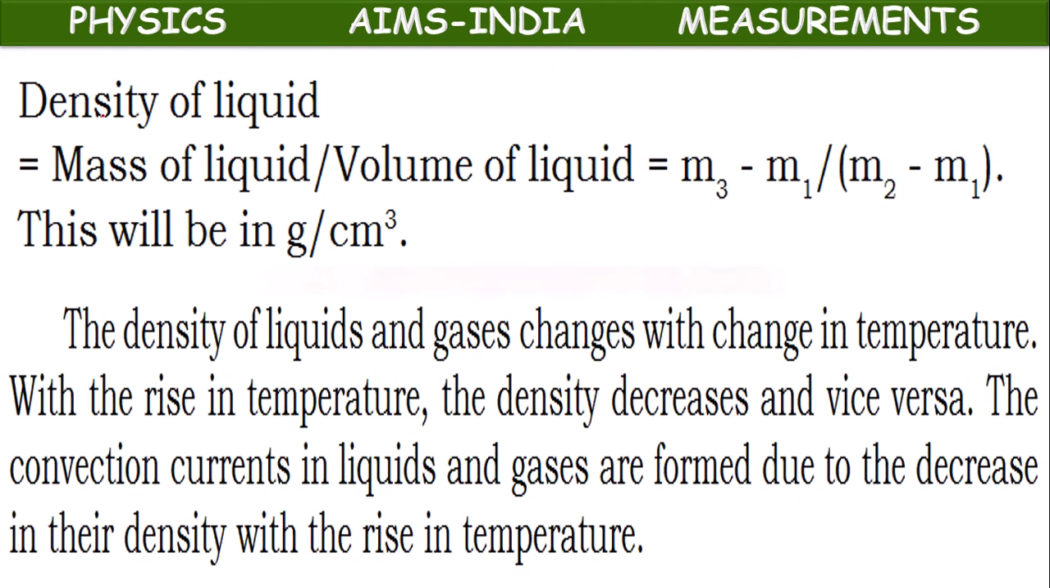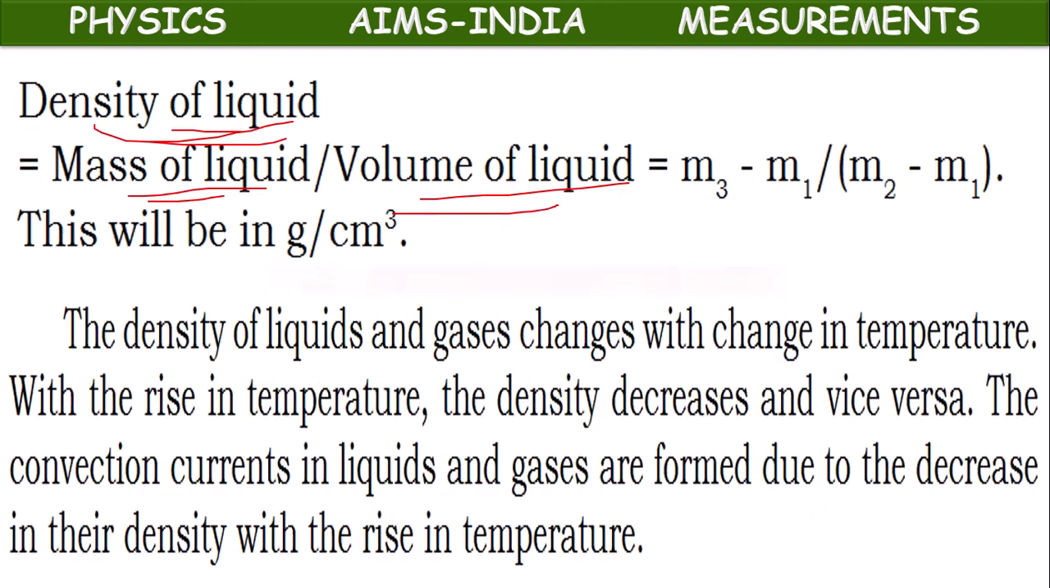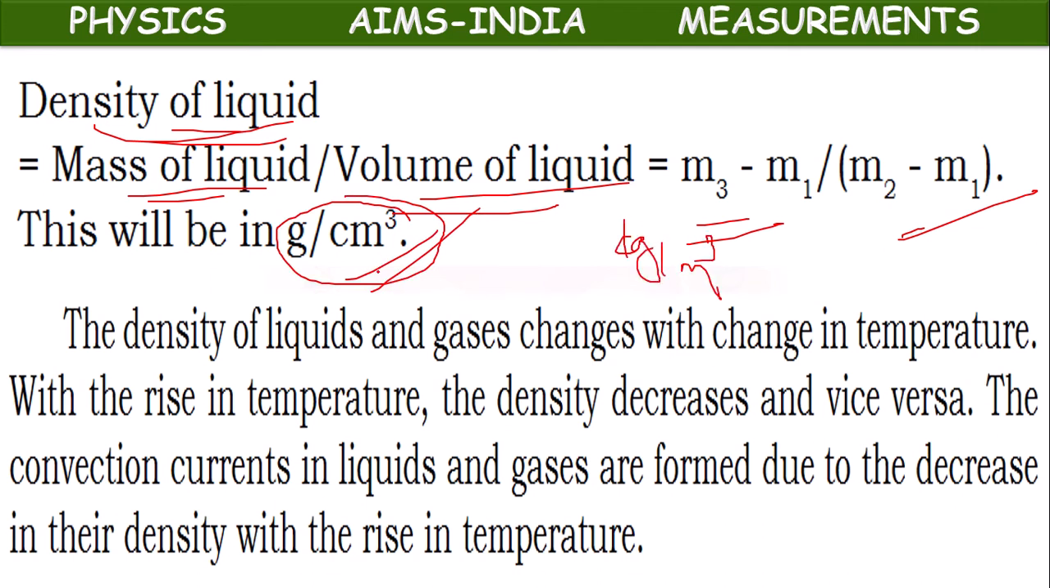So now, density of liquid. Density of liquid equals mass of liquid by volume of liquid. What is the mass of liquid? M3 minus M1. What is the volume of liquid? Volume of liquid equals volume of water, which equals M2 minus M1. So density of liquid equals (M3 minus M1) by (M2 minus M1). Density is always measured in gram per centimeter cube, children, or kg per meter cube. That is the unit of density.